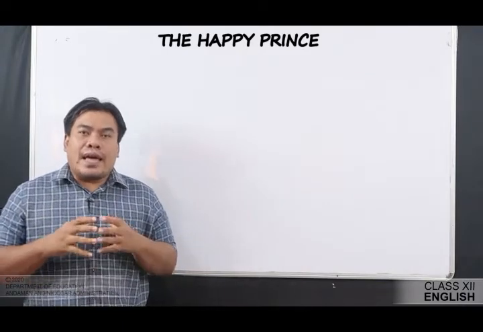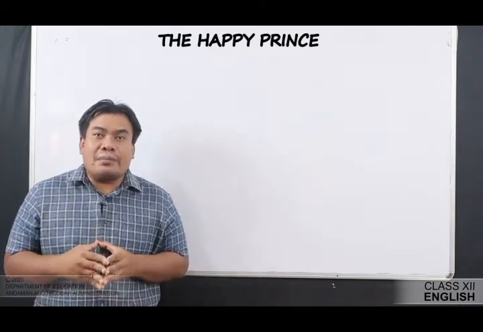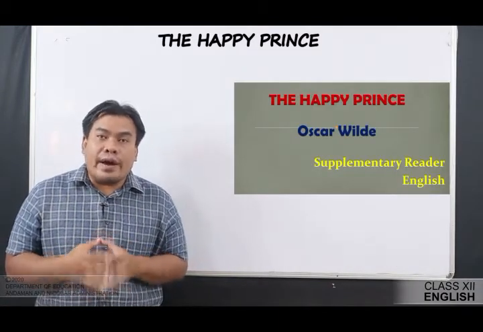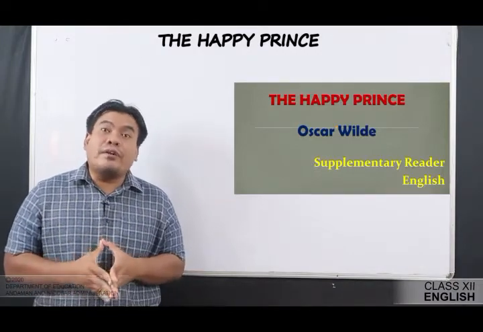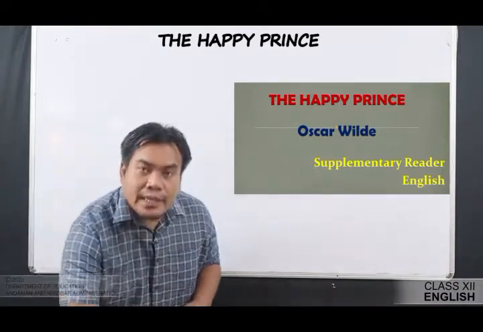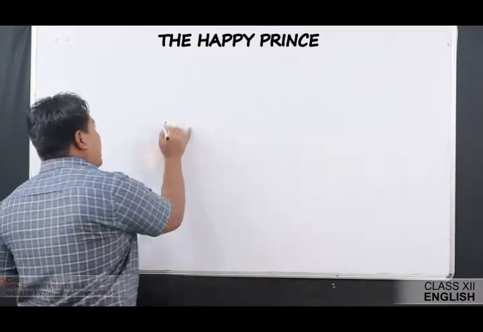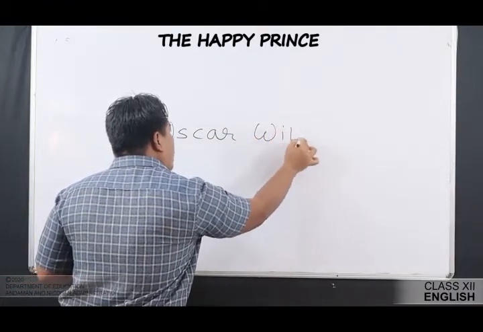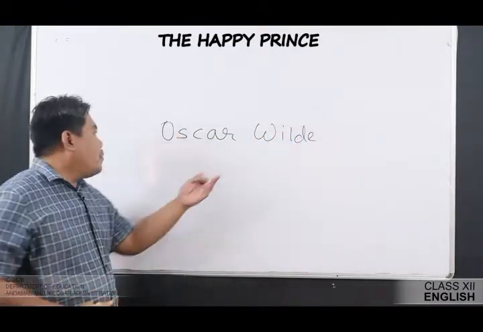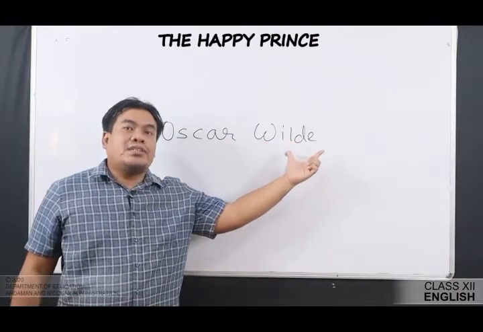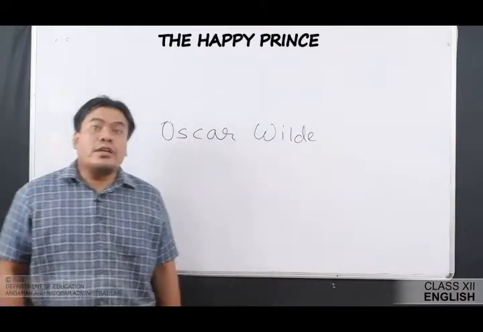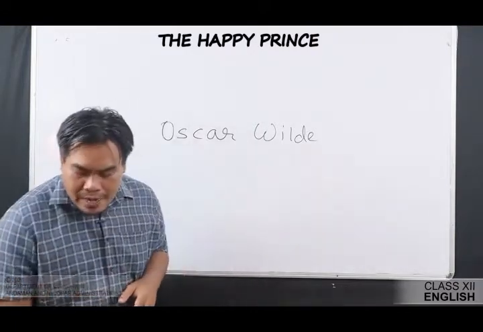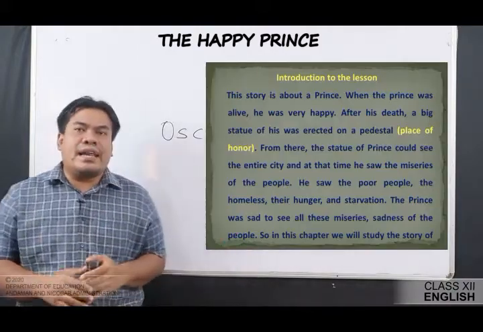The Happy Prince is actually the name of the lesson and a work of Oscar Wilde. This is the name of the author, Oscar Wilde. Let me write the name of the writer so that you will know how to pronounce it, because most of the students don't know how to pronounce this one. This is actually Wilde. So Oscar Wilde is the name of the writer. Let me take you to the introduction of the lesson.